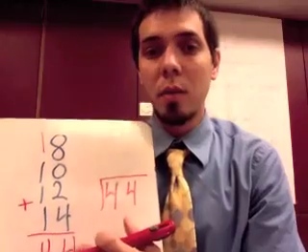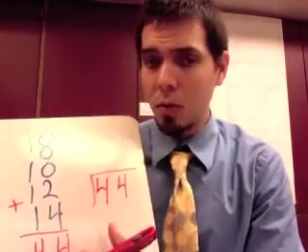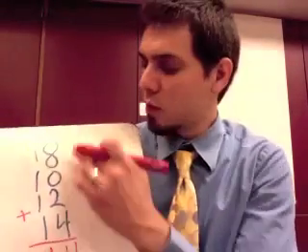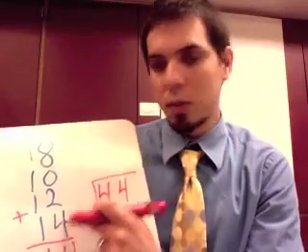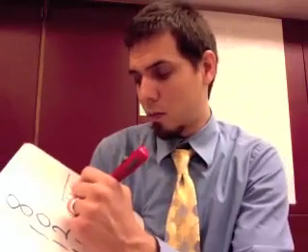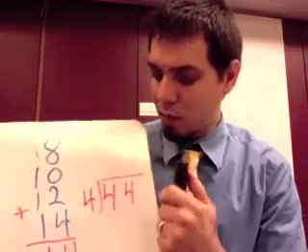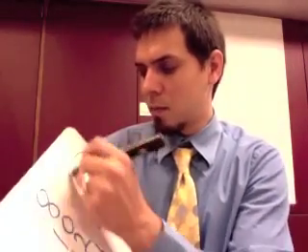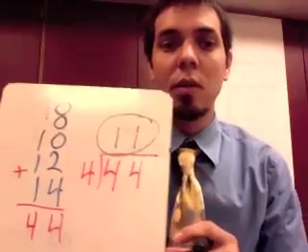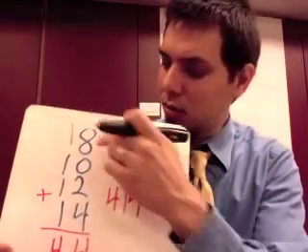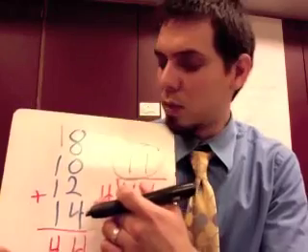After we've added them up, the next step is to divide the answer by how many numbers we had to start with. So we've got 1, 2, 3, 4 numbers, so we're going to divide our 44 by 4. With a little fancy math here, 44 divided by 4 gives us 11. And so the mean of all these numbers is 11. And you can see it's representative of all of these numbers as a whole.